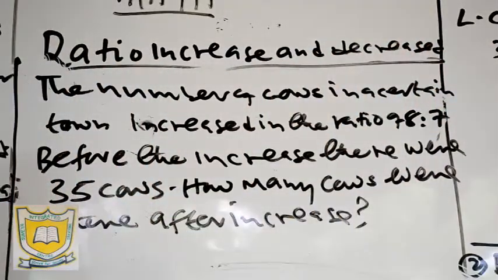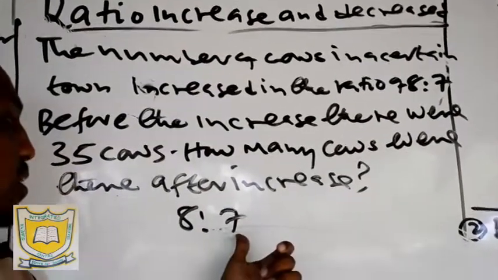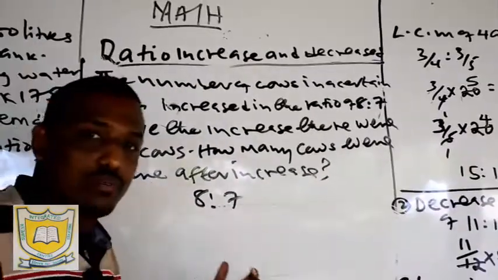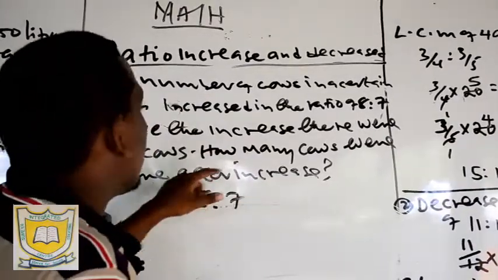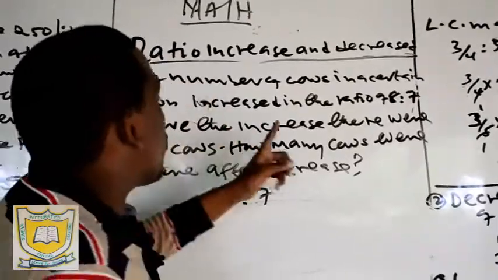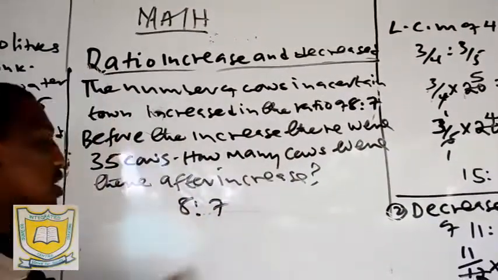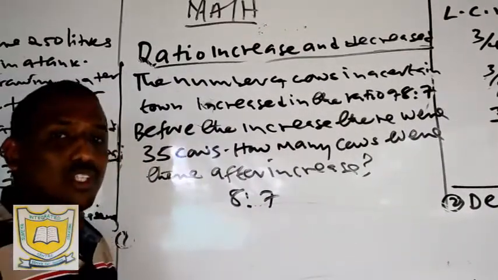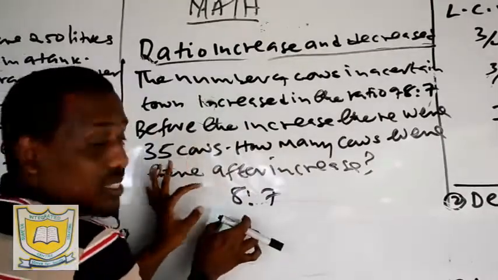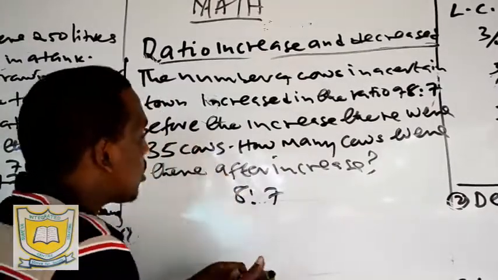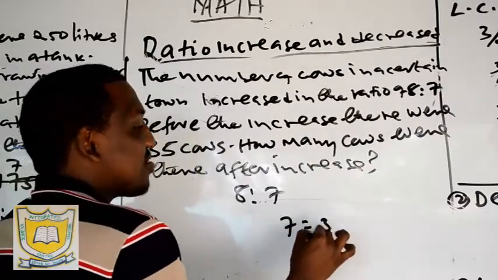So now the ratio was 8 to 7. This one is called increase in ratio. So you are told, before the increase, the cows were 35. Before the increase, the ratio was 7. So before it was 7. After the increase, it became 8. So when you are told before, it was 7, the cows were 35 in number.